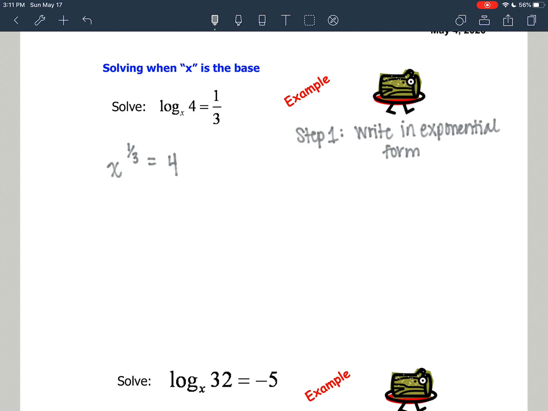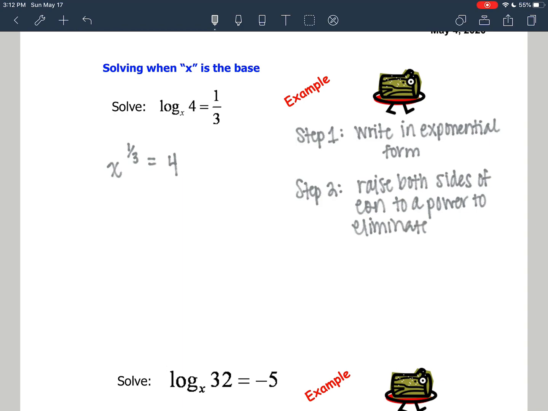Now, in the previous problems, we looked for the same base, but this base on the left-hand side of this equation is unknown. So our second step here is to isolate that base. So we want to raise both sides of the equation to a power to eliminate the exponent of x. So we want to eliminate that 1/3, eliminate the exponent of the variable.